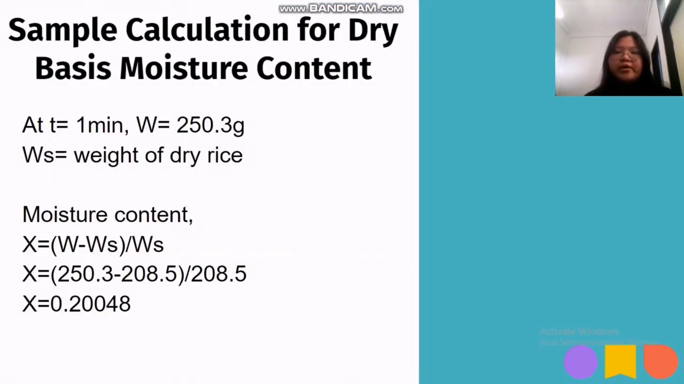Next is the sample calculations for dry basis moisture content. When t equals to 1 minute, the weight of the rice is equal to 250.3 grams, while the Ws is equal to weight of the dry rice. The moisture content X can be calculated by equals to bracket W minus Ws over Ws to get the moisture content. So at t equals to 1 minute, the moisture content X is equal to 0.20048.